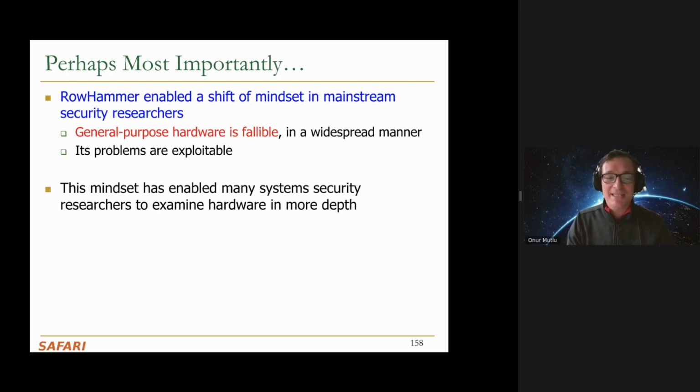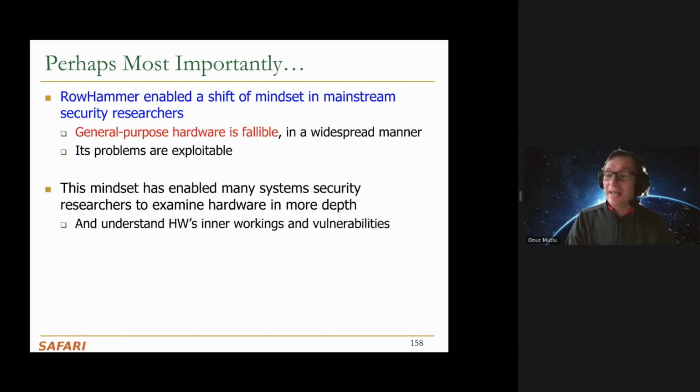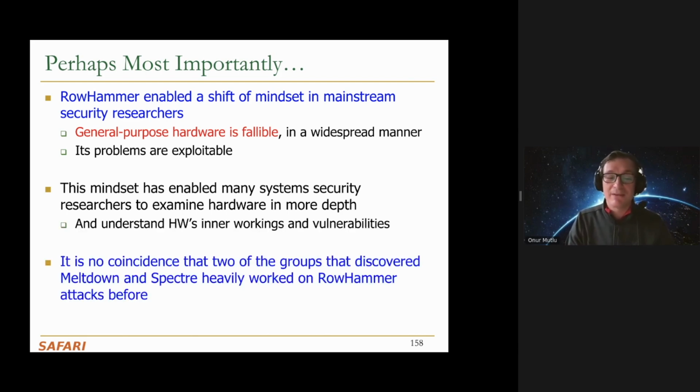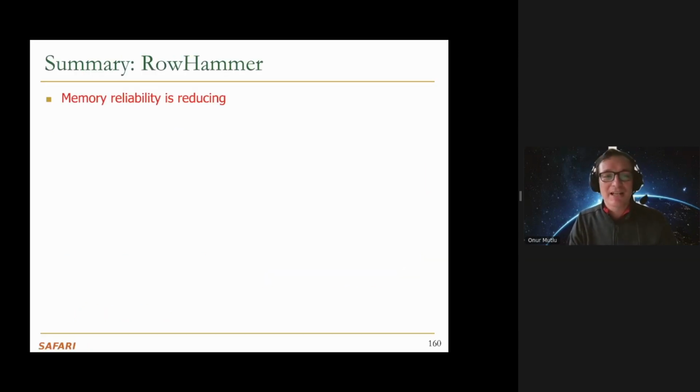And I believe this mindset has enabled many system security researchers to examine hardware in more depth. Clearly, there were people examining hardware before, but now we have a lot more people examining hardware vulnerabilities. And they started understanding hardware's inner workings and vulnerabilities. I believe it's no coincidence that two of the groups that discovered Meltdown and Spectre heavily worked on Rowhammer attacks before. And I worked with some of these folks also. I believe there's more to come in that domain as well, not just Rowhammer, but vulnerability of hardware going into the future. So let me conclude.